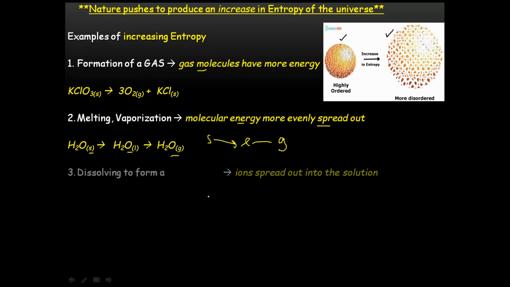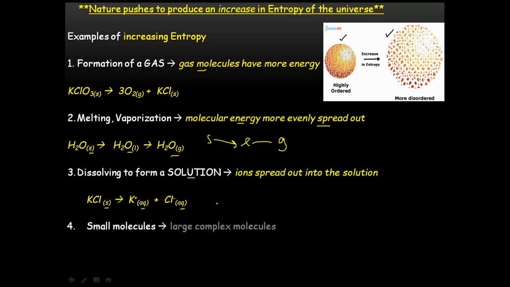Number 3 is dissolving, dissolving to form a solution. If you ever wondered why you can just place crystals in water and they dissolve on their own, even though the process may be endothermic or exothermic, it's because the ions spread out, and as long as those ions can spread out evenly, they will spread out to a more chaotic solution. The ions can move around a lot. A good example is a solid going to aq.